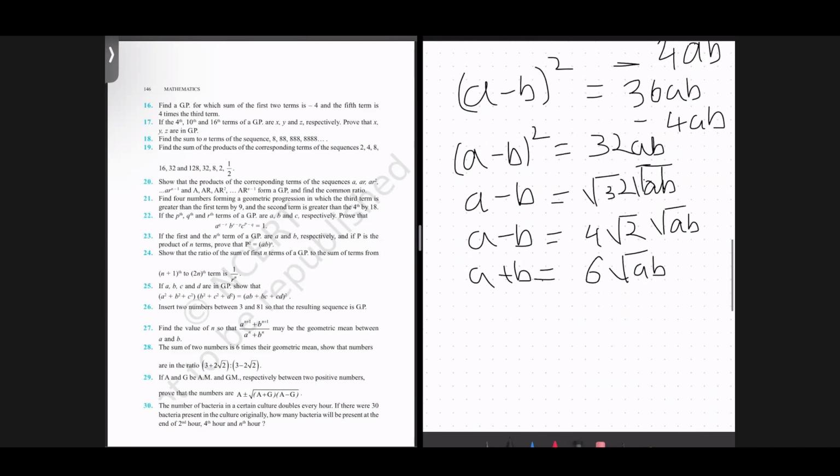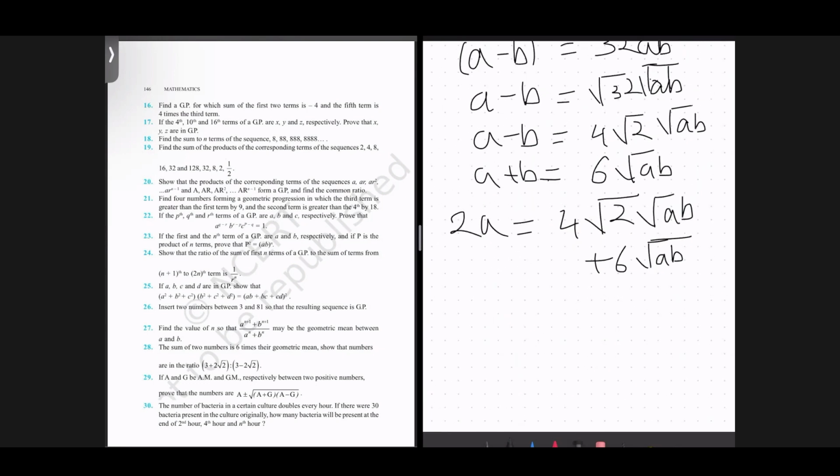To find the value of a, I'm now going to add these two equations up. So doing that, I now have 2a equals 4 root 2 root ab plus 6 root ab. Dividing both sides by 2, you get a equals 3 plus 2 root 2 into root ab. Correct.